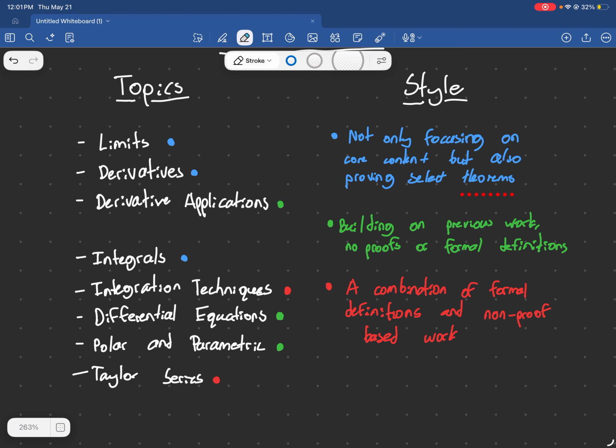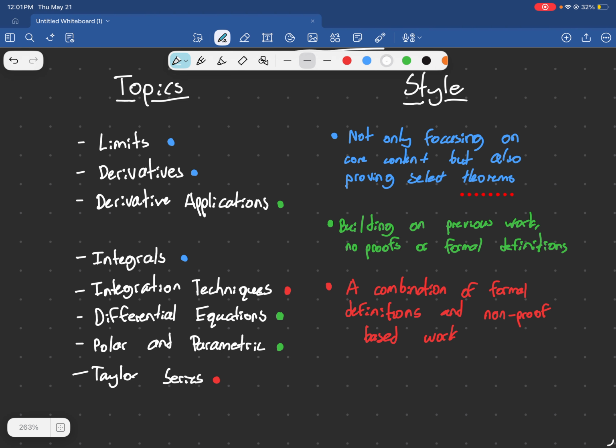This means that if you haven't had proof experience, this might be a little bit more tricky, but with some practice, you'll get used to it. All the stuff in green, this is your derivative applications, differential equations, and polar and parametric calculus, are going to rely very little on proofs. It's mainly going to be building on previous work and looking purely at procedural stuff.